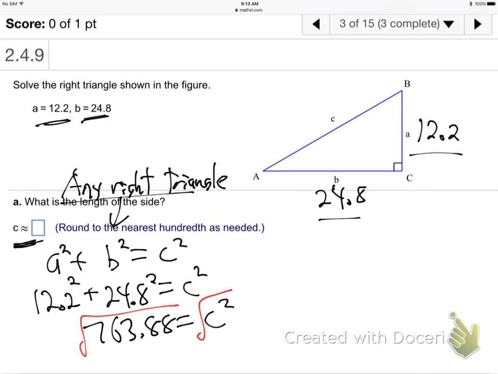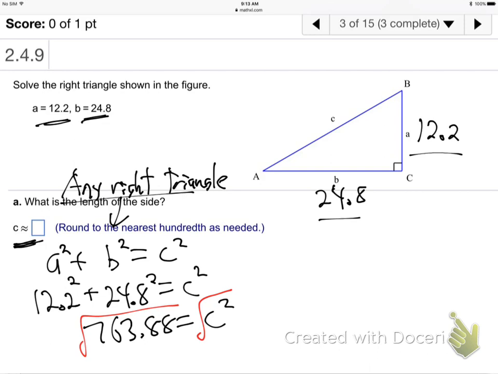You ever use the answer button on the calculator? Kind of helpful, right? You know how to use that. So I'm just hitting square root of the answer. You have an answer button in the lower part of the screen there. Just make things easier. You want to make life with the calculator easier. I just did the first guy, 12.2 squared plus 24.8 squared, hit equals, got that 763.88. And then I just hit square root of answer.